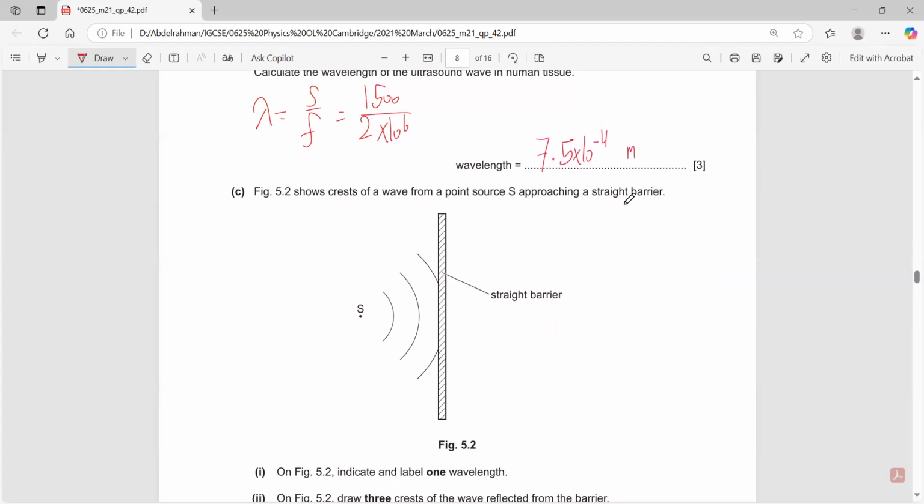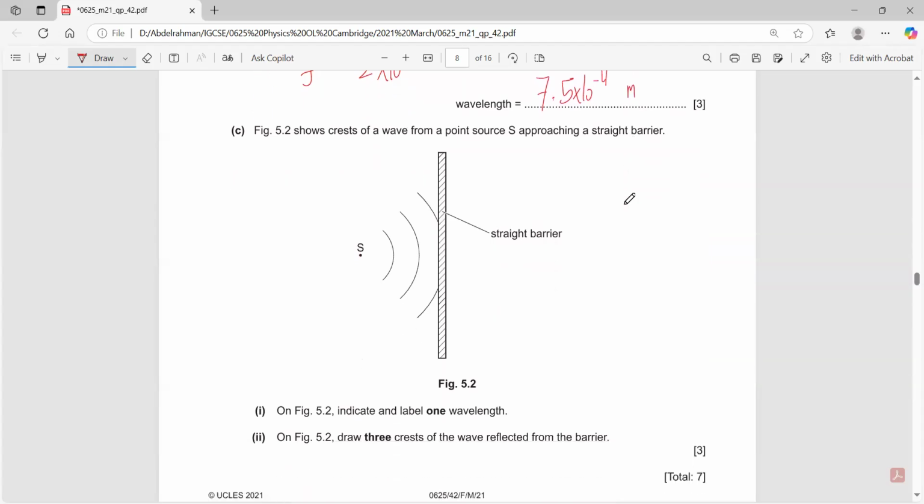Figure 5.1 shows crests of a wave from point S approaching a straight barrier. On figure 5.2 indicate and label one wavelength. One wavelength would be the distance between two wavefronts. Distance between two successive wavefronts.